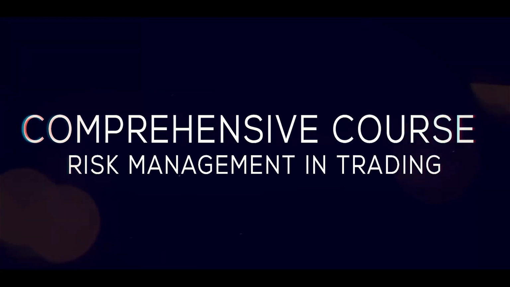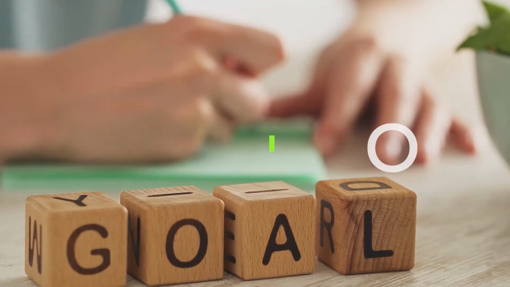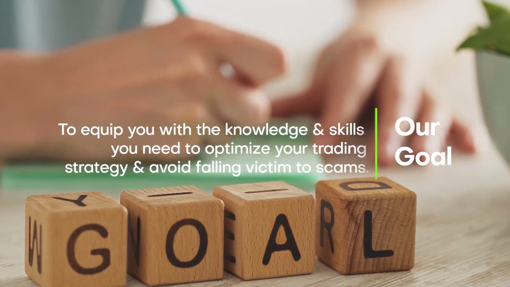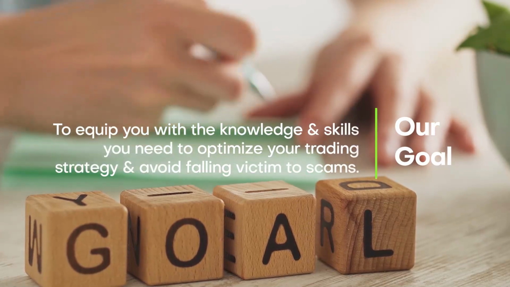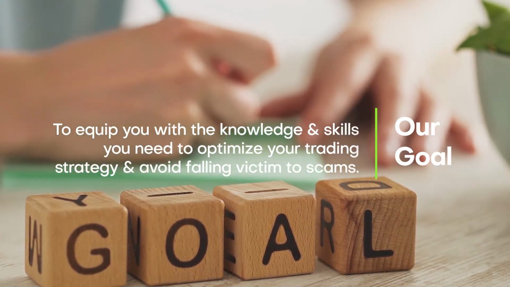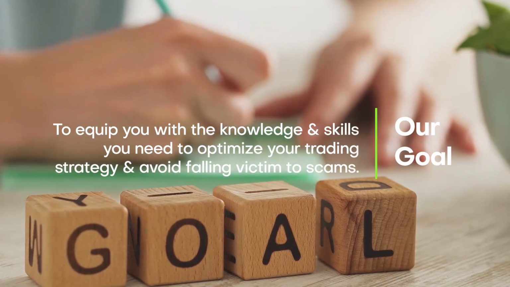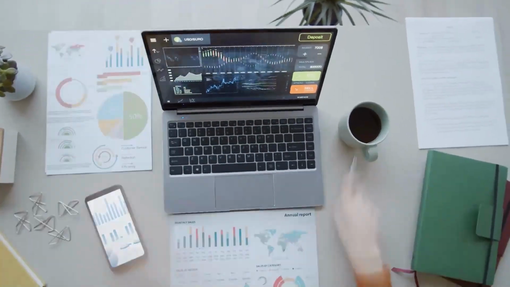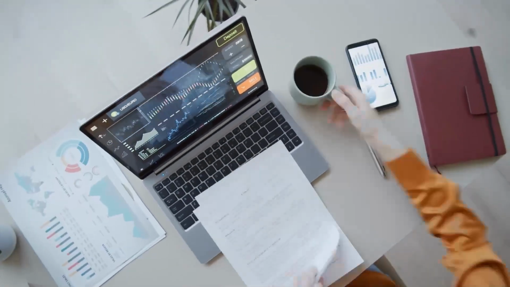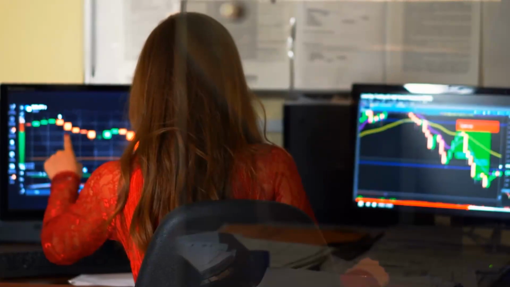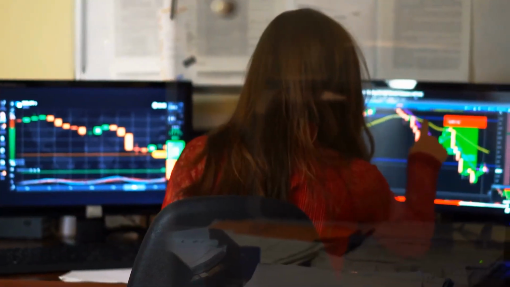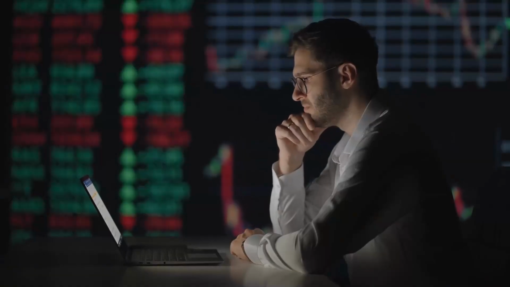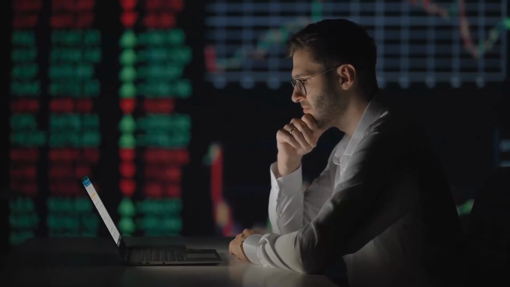Welcome to Relockium's comprehensive course on risk management and trading. Our goal is to equip you with the knowledge and skills you need to optimize your trading strategy and avoid falling victim to scams. Trading can be an exciting and potentially lucrative activity, but it is not without risk. No matter how skilled or experienced a trader is, there is always a chance that a trade will go against them and result in losses.